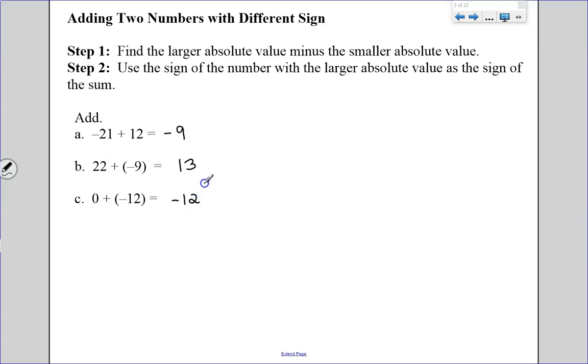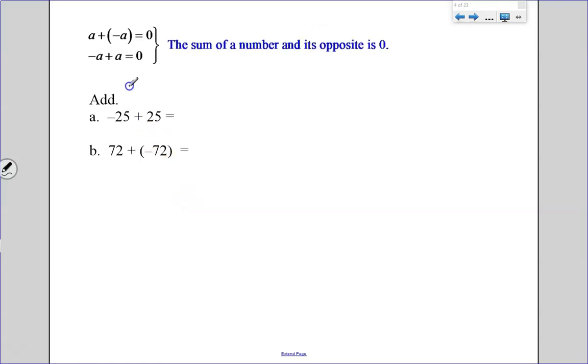Again, if you think about money, this would mean that you owe $21 and you pay down 12, so you now owe $9. This one means you have $22, but you spend $9, so you would now have 13. And here, if you have nothing and you owe $12, well, you still owe $12. Now, a nice little concept to remember is if you have the same quantity, both positive and negative, it's going to combine to make a 0.